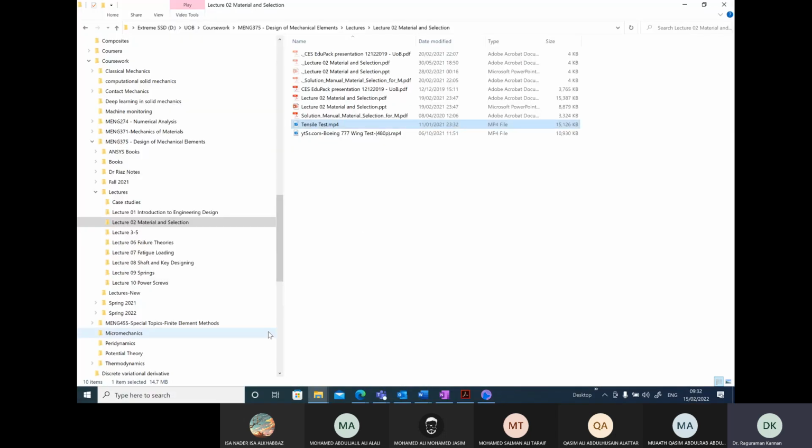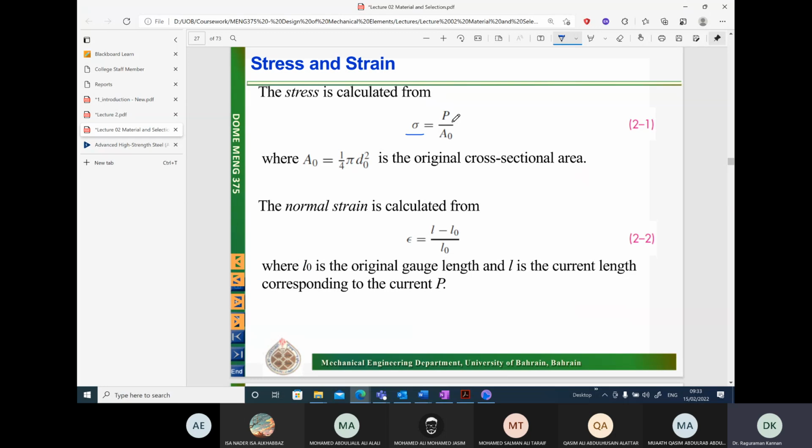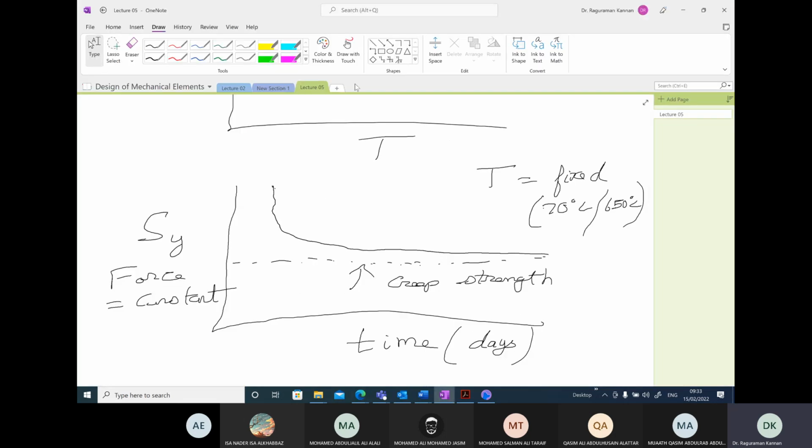Okay, so we have gone through the tensile test. Two materials were tested in the video. One material is steel, the second material is aluminum. And the stress strain diagram for each of these cases is different. Different in what way?